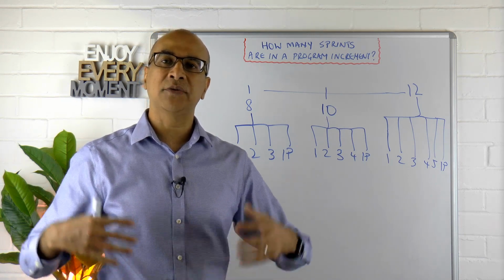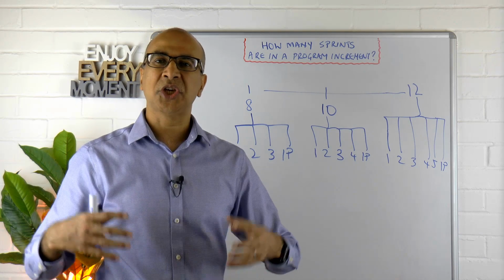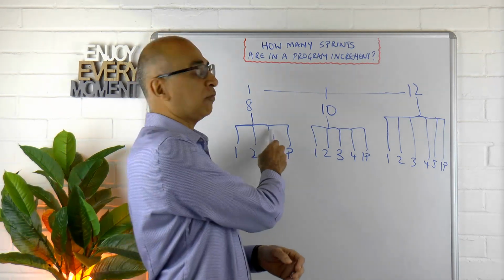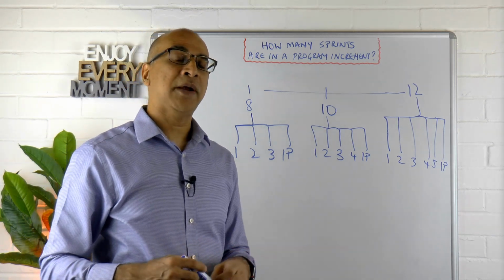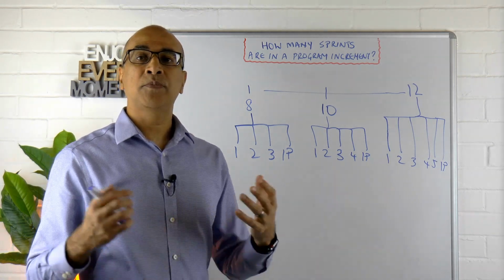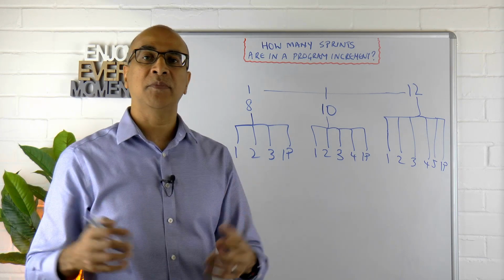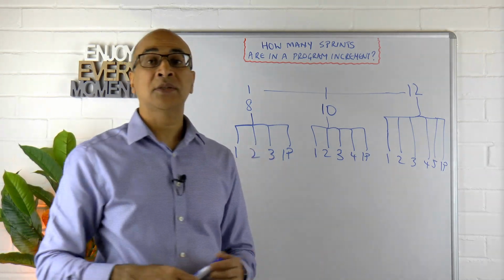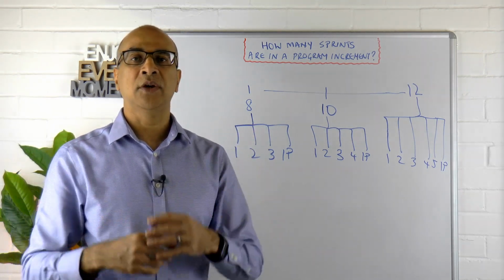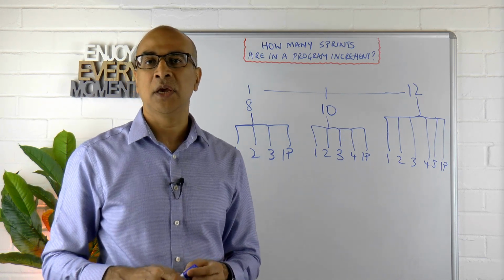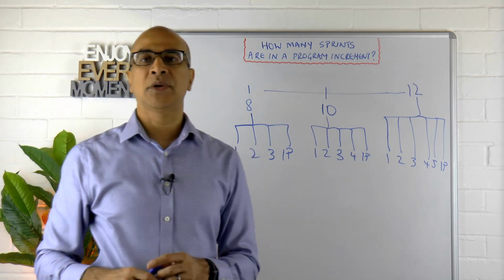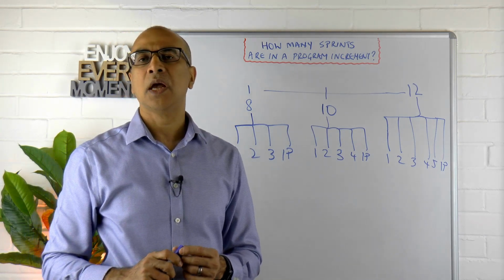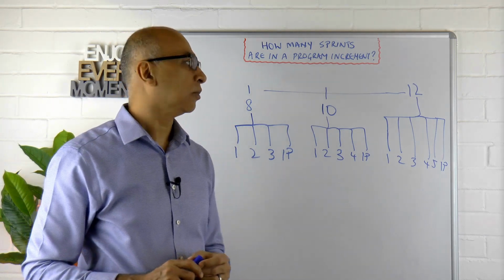However, if you've got a high degree of volatility, you've got a lot of change going on, then you might want to be looking for a smaller program increment. But you've also got to bear in mind that you will be doing your PI planning, your program increment planning, every 2 months. So it's a high degree of overhead over there. That's something that you certainly want to bear in mind when you're looking at which is the most appropriate cadence for you to follow.